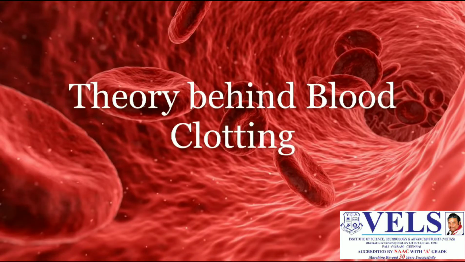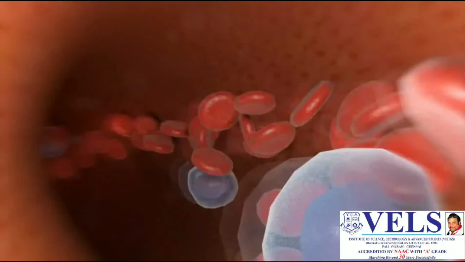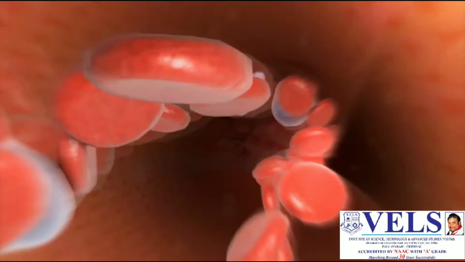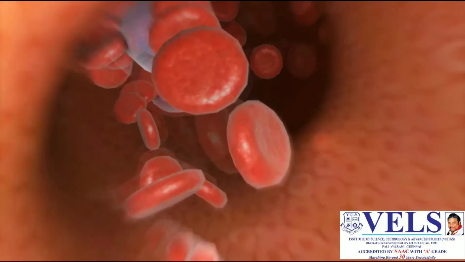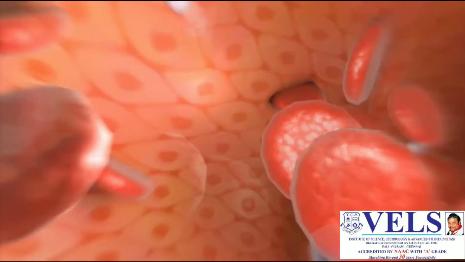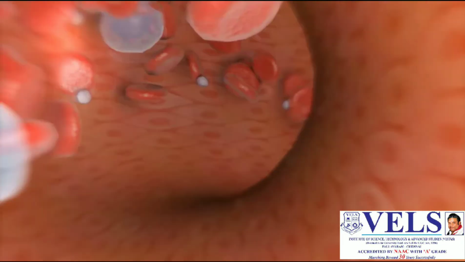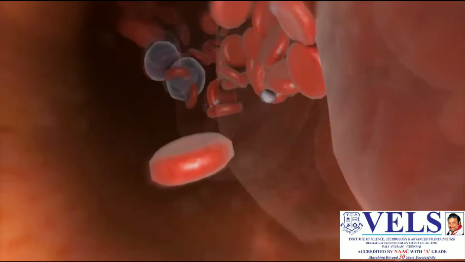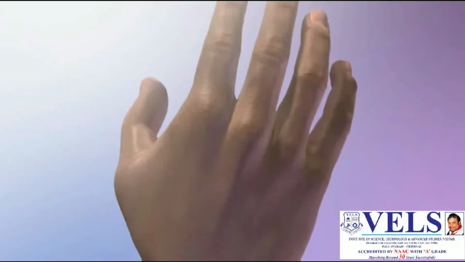Theory behind blood clotting. Blood has different clotting factors which help in blood coagulation in a series of controlled reactions that lead to thrombin and fibrin formation. Cell fragments called platelets or thrombocytes make up 2% of blood.